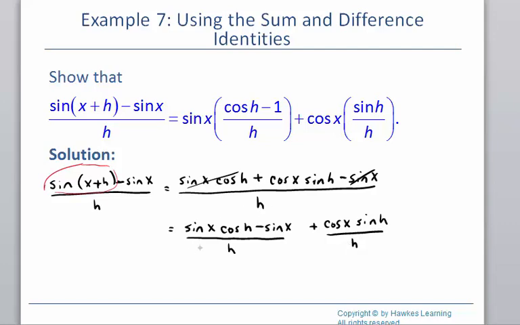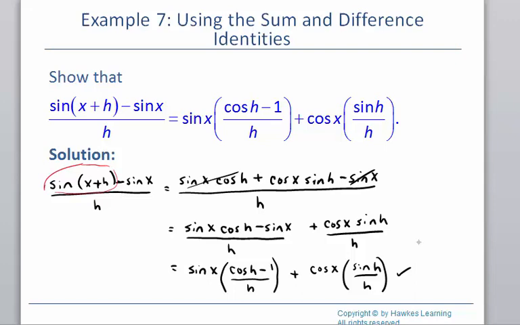Okay, so let's look at this one. This one is supposed to have a sine pulled to the front. So let me go ahead and do that and see where that leaves me. If I take a sine out, my first term is going to be left with a cosine h. And taking a sine out of this negative sine x is going to leave me a negative 1. And I still have the h in the denominator. All right, and then I'm just going to rewrite this term, pulling the cosine to the front. And it appears with that I have done what I set out to do.